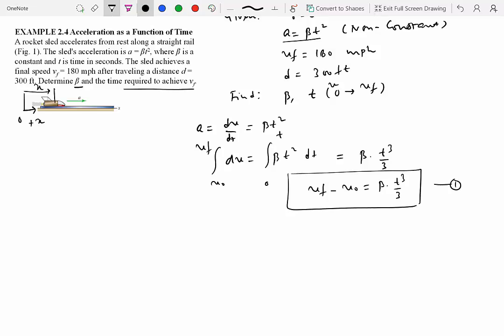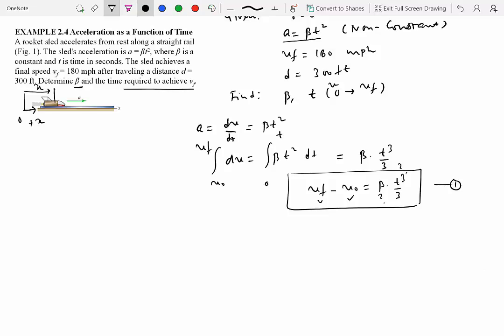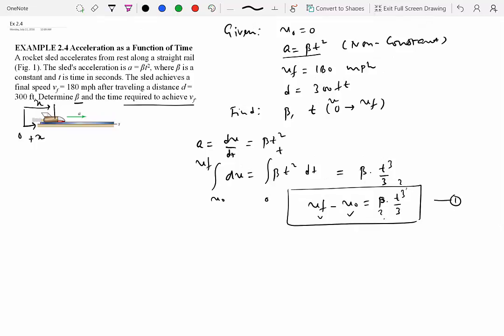From this relationship, can we determine everything that is asked for? We know Vf, we know V0, we don't know what beta is, and we don't know what time is, right? So there are two unknowns over here in this equation. So we clearly cannot solve for both beta as well as t from this. So we need something more. So which part of information given to us we have not used so far? We have not used this information that it travels a distance of 300 feet, right?